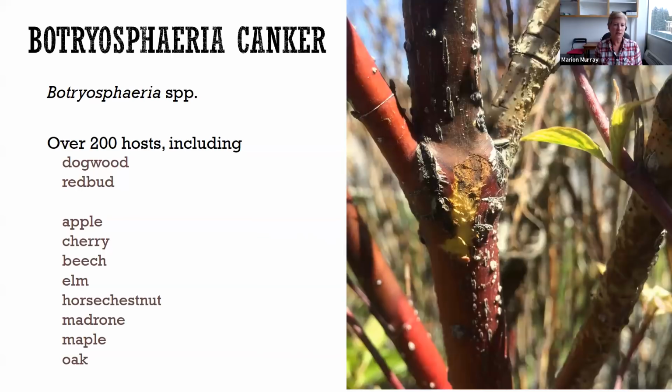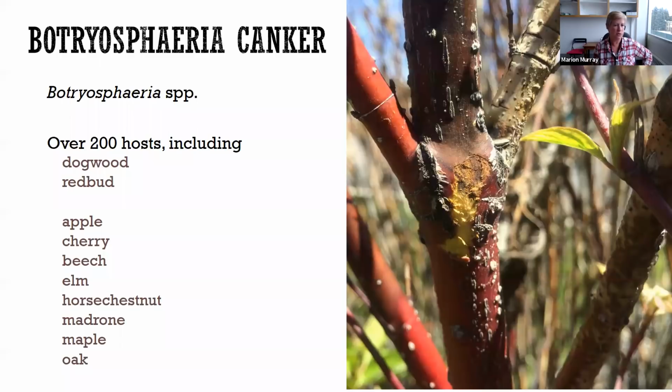Okay, so this next one is also a fungus, Botryosphaeria canker. The pathogen name is a little bit of a mouthful, so a lot of people just call it bot or bot canker. It's a pathogen that can affect a wide host range, up to 200 different species. In Utah, or in the Intermountain West, I've most commonly seen it on dogwood and redbud.